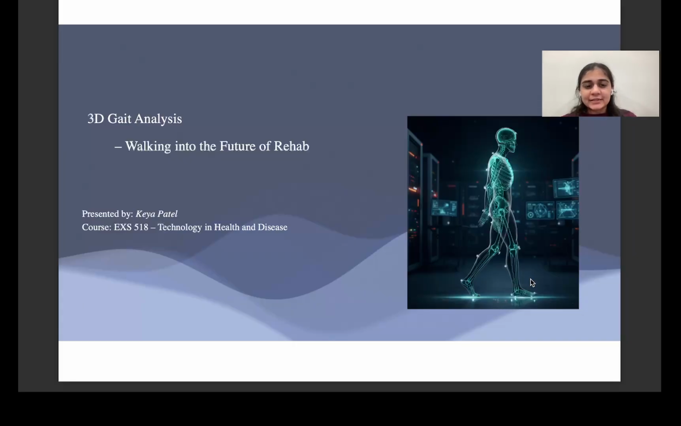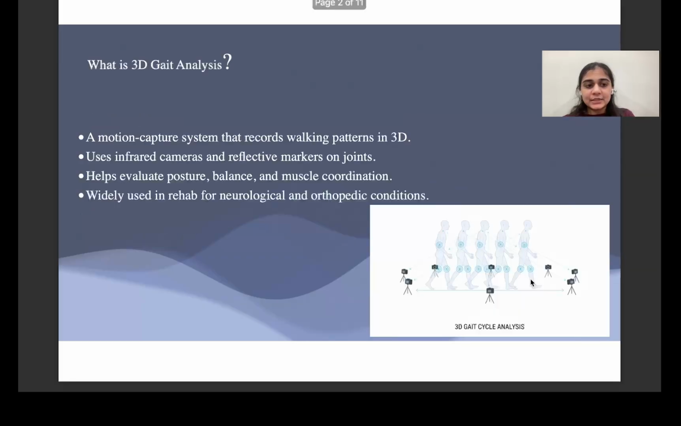So, what's that? It's a kind of technology that's transforming how clinicians assess movement and plan rehabilitation. I chose this tool because it bridges biomechanics, technology, and real-life patient recovery. So, let me introduce to you what it basically is.